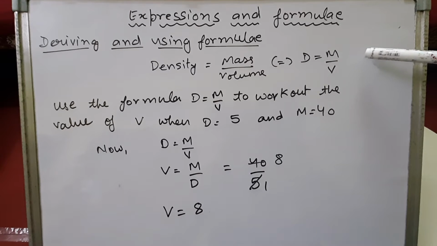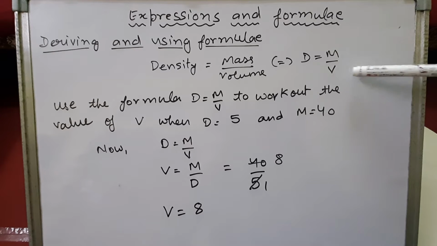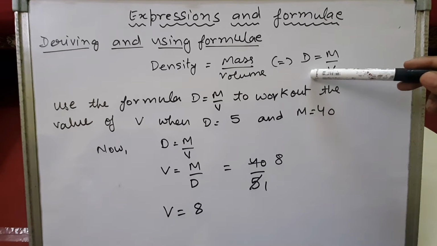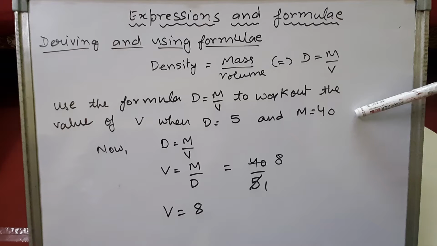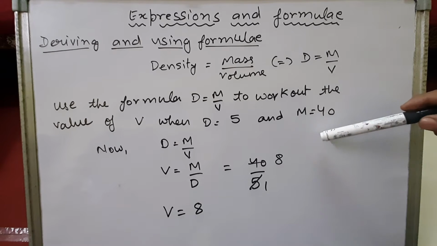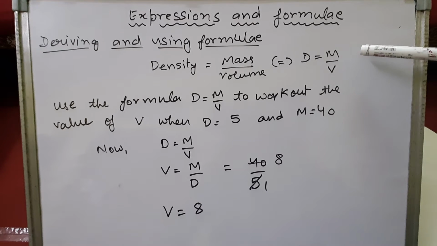To make it short, I've written it as D equals M upon V, where capital D represents the density, capital M represents the mass, and capital V represents the volume, right? Suppose the question says use the formula D equals M upon V to work out the value of V when D is 5 and M is 40. So we have to calculate the value of V in this question. Now you can see this formula D equals M upon V.